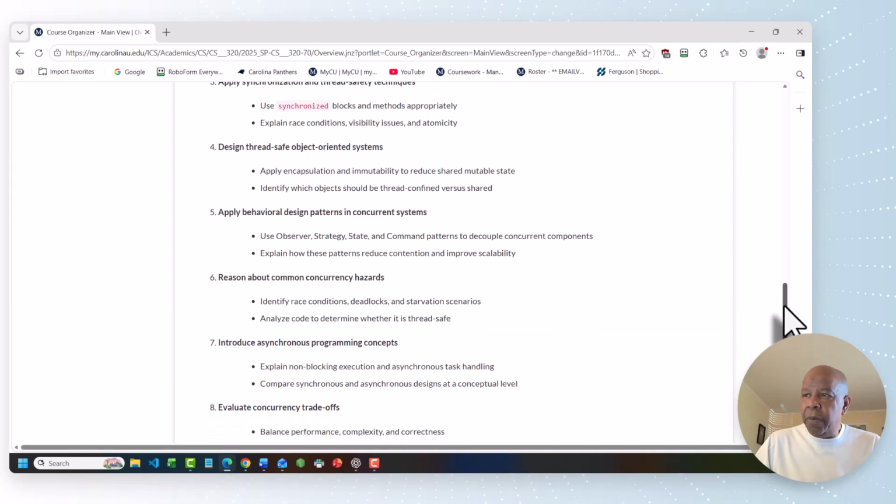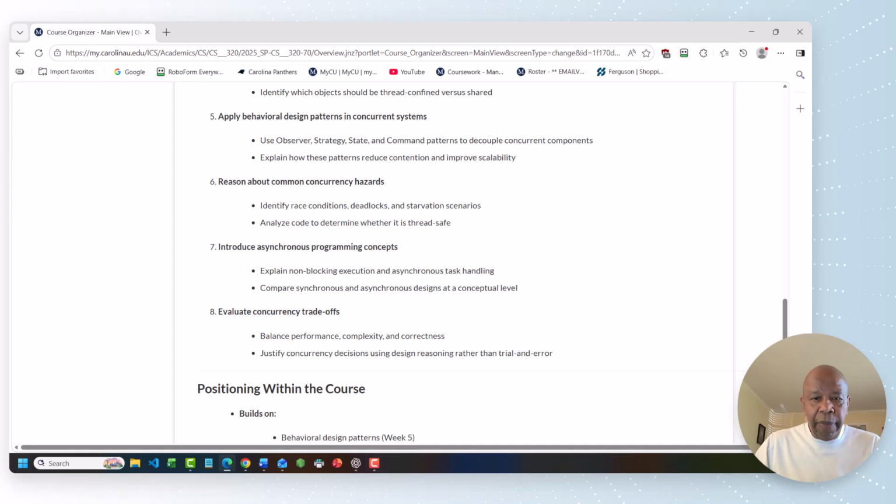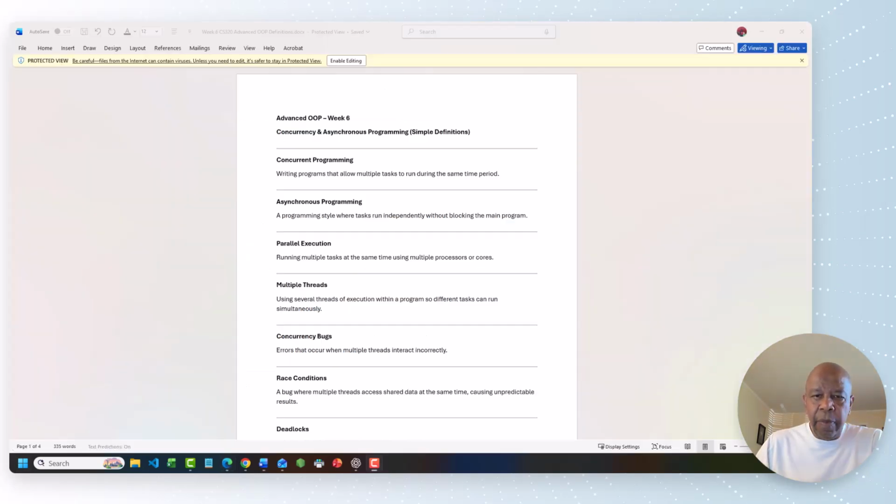Next, let's talk about our definitions of the main terms we're going to have in this class. Here are the key terms that we're going to be addressing this week. We have concurrent programming, writing programs that allow multiple tasks to run during the same time period. Asynchronous, a programming style where tasks run independently without blocking the main program.